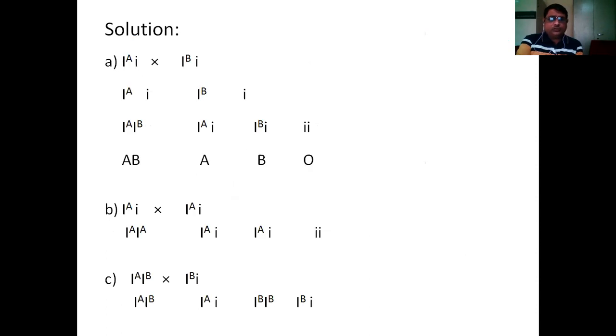So I have given the solutions for this. For the first example, we have seen that one parent has blood group A while the other parent has blood group B, but all the 4 phenotypes should be there in the children.